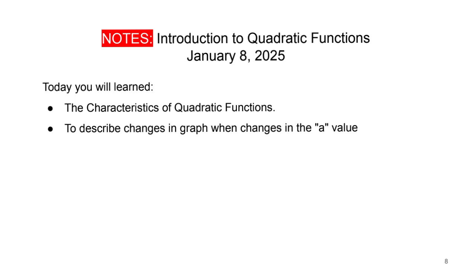So today you learned the characteristics of a quadratic function, meaning the parts. It's ax squared plus bx plus c. And then you described the changes in the graph when the changes in the a value occur in that quadratic function. In the following days, we're going to be looking at values a, b, and c. We're going to change those and we're going to see what they do. But today I just wanted to introduce you to this part, just giving you that first change. So that's all we're doing today.